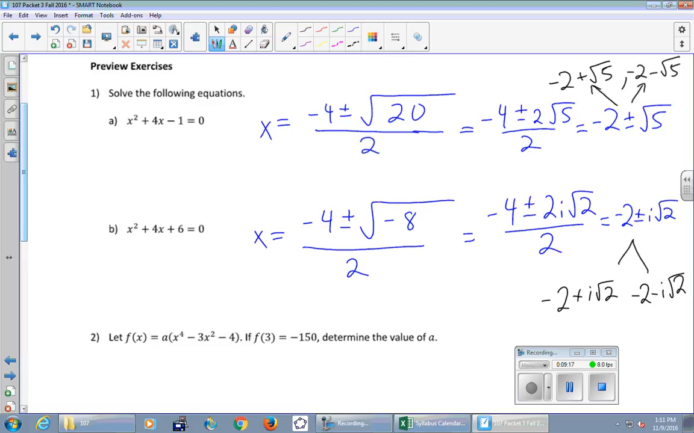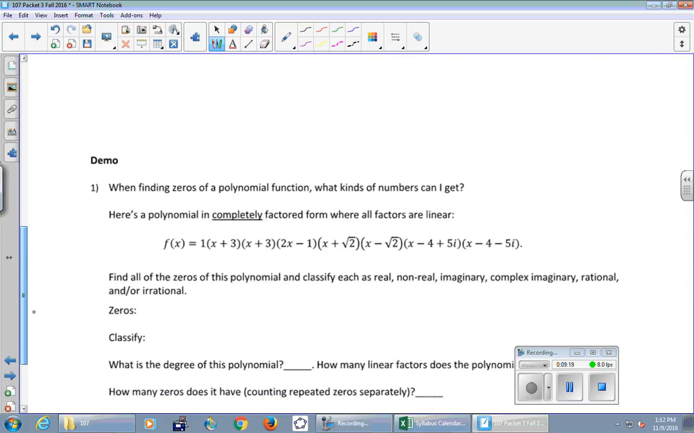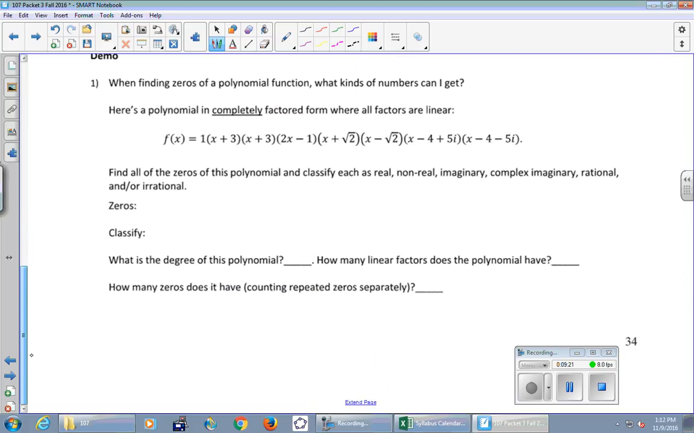So that's coming. Okay, so we're not going to talk about two together, but let's move on to number 1 in the demo. When finding zeros of a polynomial function, what kinds of numbers can we get? So here's a polynomial in completely factored form, and we're going to observe that all the factors are linear. So this guy is f of x equals 1 times x plus 3, 2x minus 1, x plus root 2, x minus root 2, x minus 4 plus 5i, x minus 4 minus 5i.